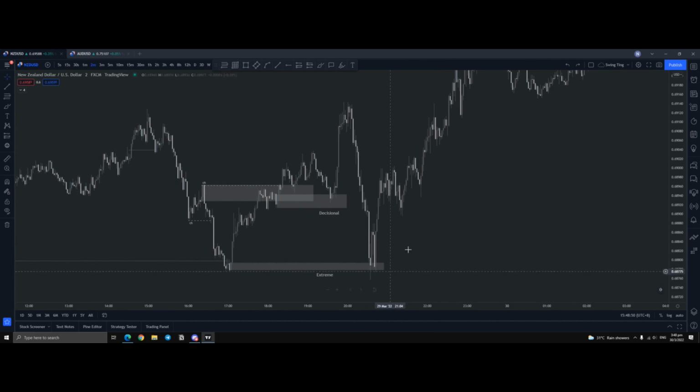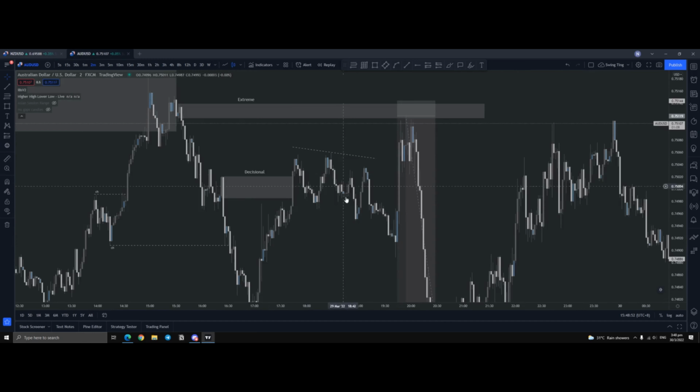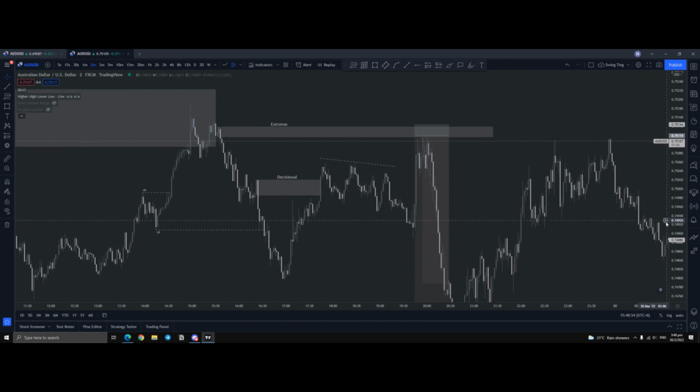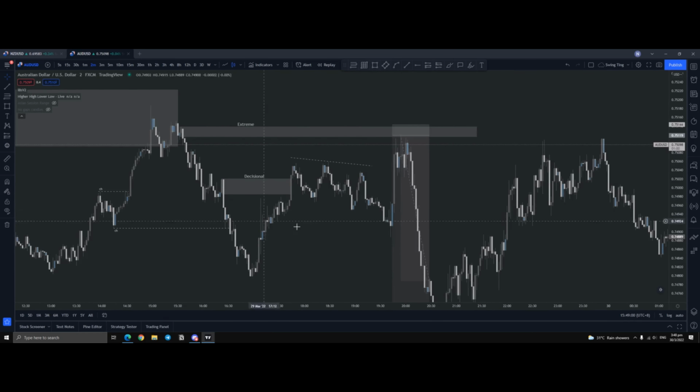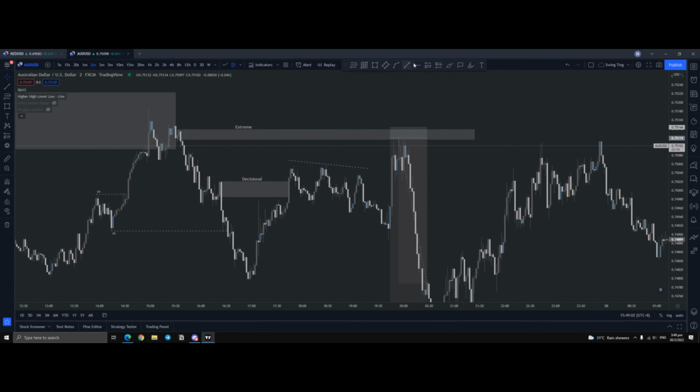So this is what a live example of a decisional mitigation and an extreme mitigation for a demand specific scenario looks like, right? So let's have a look at an example of a sell, a supply zone. In this case we mitigated a higher time frame zone. I'm not going to go into that, but you've got your extreme zone, the start of the move down, and you have your decisional, which basically caused the break of structure and the break of a demand zone over here.